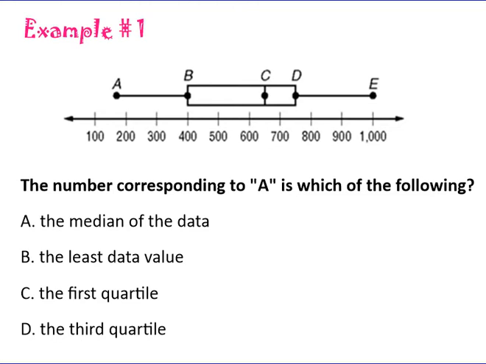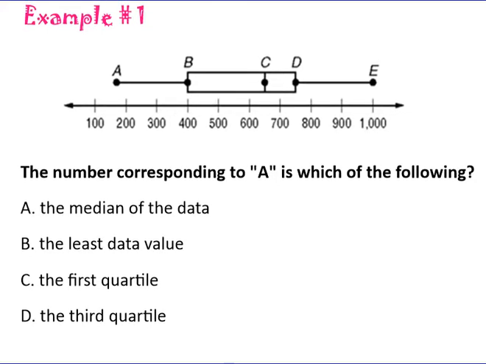We're actually going to jump right into examples. There's a mini lesson in the middle of this lesson that we'll get to later. So example number 1, we have a box and whisker plot right here, and the question is the number corresponding to A, so A right here on the box and whisker plot, is which of the following? Is it the median of the data, the least data value, the first quartile, or the third quartile? So think about which one it is. So the answer is going to be B, the least data value. And the reason why is because A is the lower extreme, which is the smallest number.